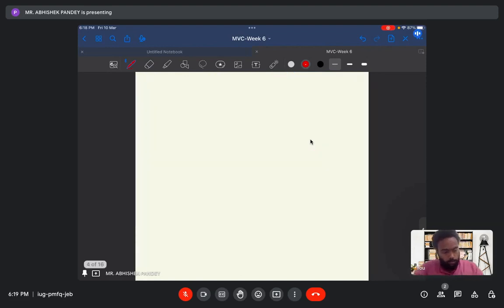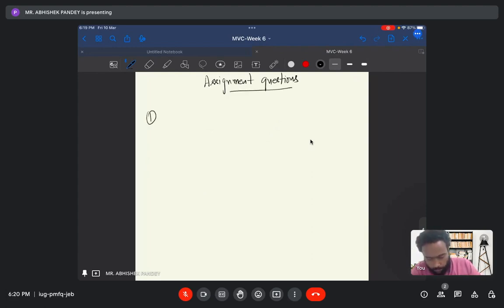So we'll move towards the first assignment question. The first question is: what is the value of this integral? I equals the integral from minus 2 to 2 of x plus 2 to the power 1 by 2 times 2 minus x to the power 1 by 2 dx. Let us look at the solution.